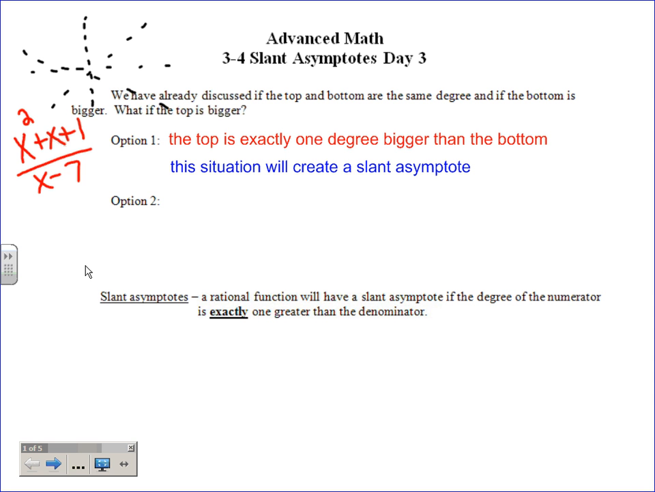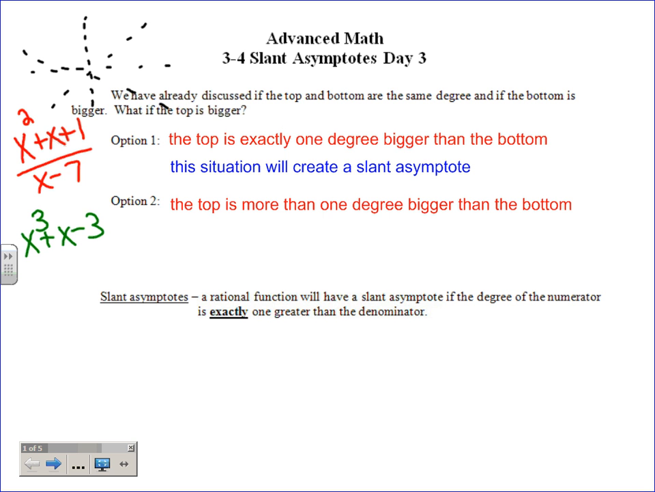Option 2 should be fairly obvious to figure out after that. Top is more than 1 bigger. Because aren't those, in essence, the two ways? Once you saw the first one, the second one should have been fairly easy to figure out. A possible example of that could be, maybe I have x to the third plus x minus 3 over x plus 22. Hopefully you agree that that numerator is more than 1 bigger than the denominator.